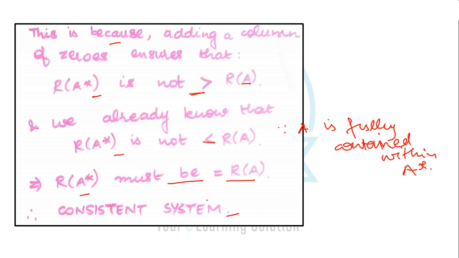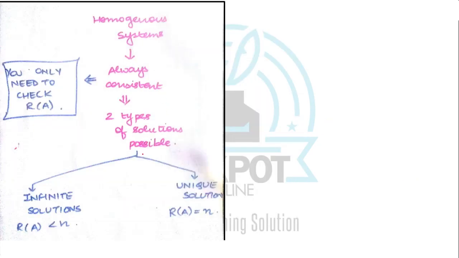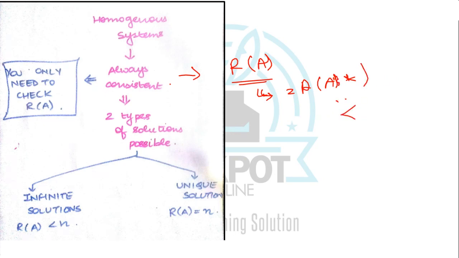So once you have a consistent system, there are two types of solutions which are possible. Okay. So homogeneous systems are always consistent. You need to only check the rank of A. Because they're always consistent, naturally if you check rank of A, then you automatically know that this is equal to the rank of A star, and whether or not this is equal to n or less than n determines your type of solution. So if it is equal to n, you have a unique solution. If it's less than n, then you have infinite solutions. Okay. And both of these are naturally consistent.